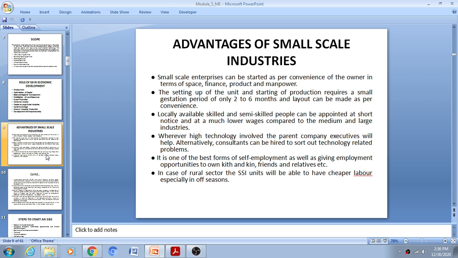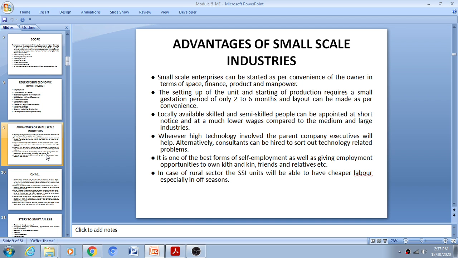Wherever high technology is involved, the parent company executives will help. Alternatively, consultants can be hired to sort out technology-related problems. So you need not be an expert in implementing the technology. Whoever the parent company is, they will help you in installing these technologies or in using these technologies.